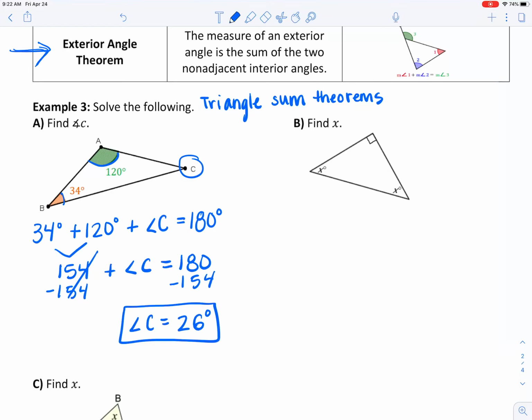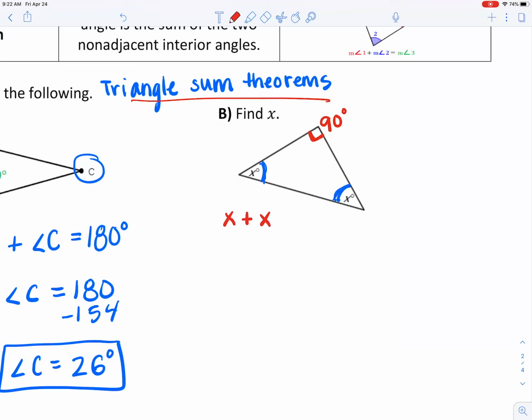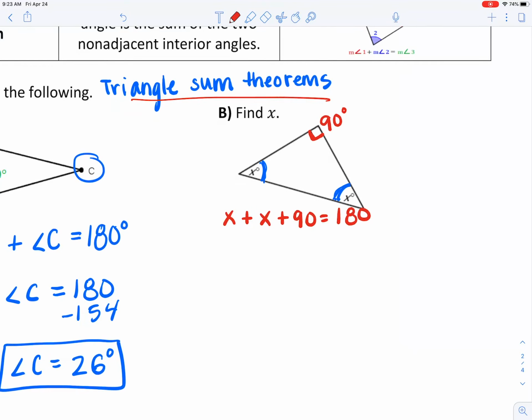Okay, letter B. So this one we are finding x. I'm noticing that this angle right here, this blue one, and this blue angle both represent x. So they both represent the same number. I also notice that here's a box, a little square in the corner. That means that that is 90 degrees. It's a right triangle. Okay, and then remember my triangle sum theorem says that if I add all three of those angles, so x plus x plus 90, it will equal 180 degrees.